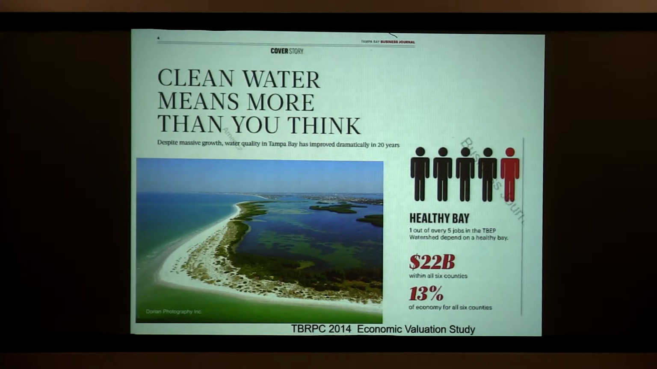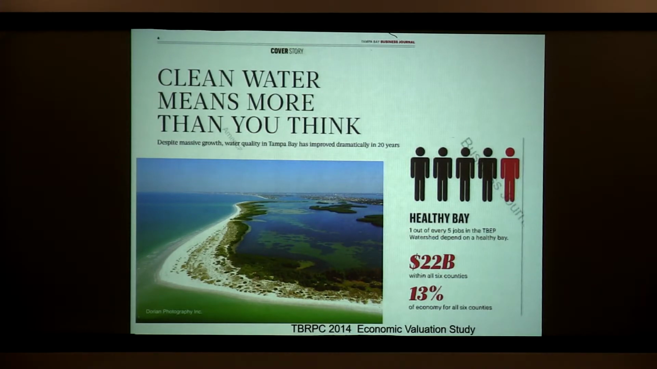this is the first time we've ever had something from the Business Journal that really recognizes how important clean water is to our economy. This is work that was done by the Tampa Bay Regional Planning Council that found that the fact that we now have a healthy bay, not just the fact that there's a bay here, but the bay is healthy, that added value results in about 1 out of every 5 jobs in the watershed being dependent on a healthy bay, which translates to about 13% of the economy in the Bay Area.